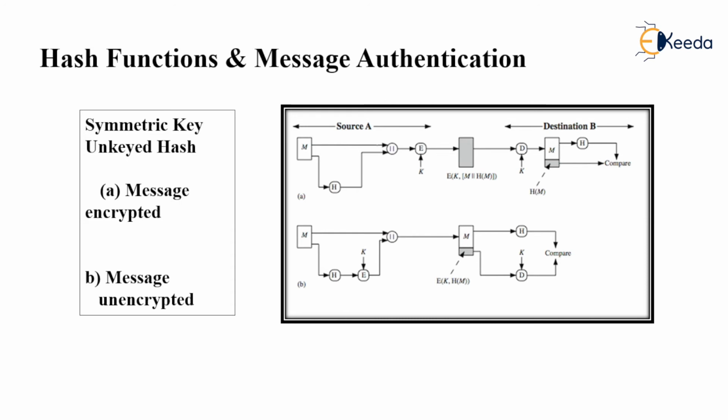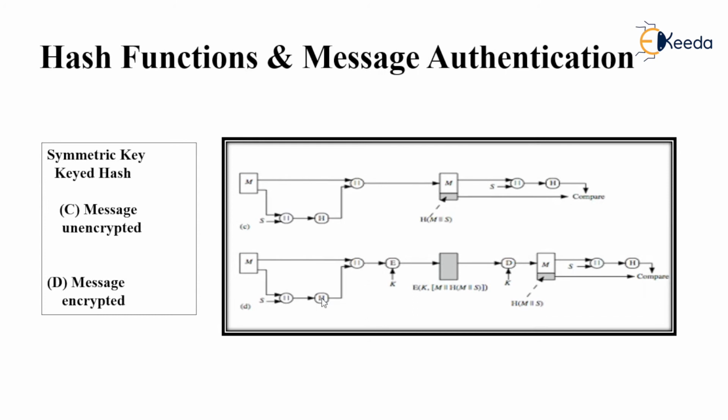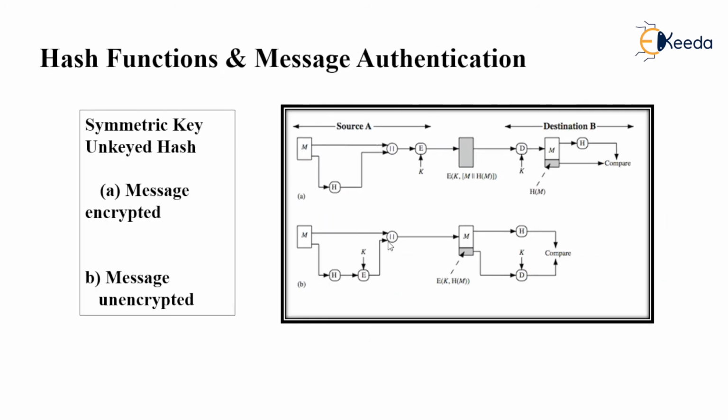So here the hash functionality has been implemented, and then the hash is encrypted, and then it is XORed with the plain text message received at the receiver's end, and then it will be compared at the receiver's end. So this particular figure depicts a message which is unencrypted after the hash functionality.